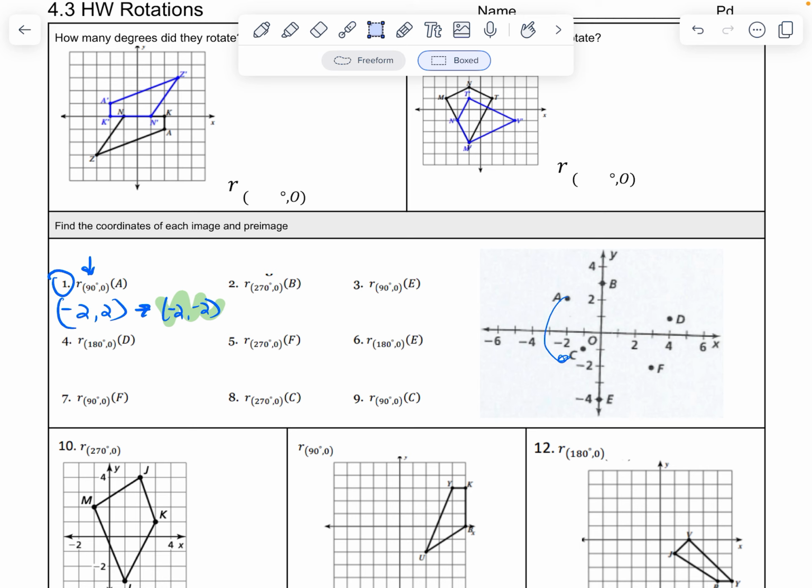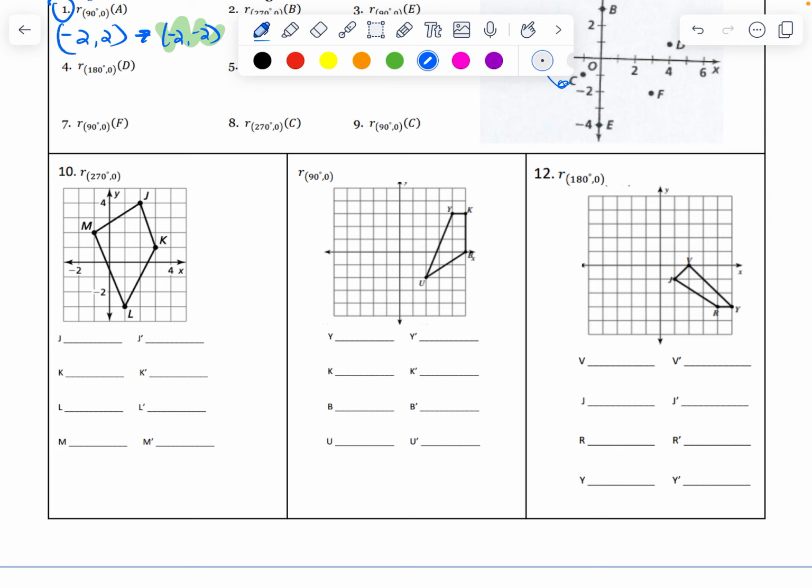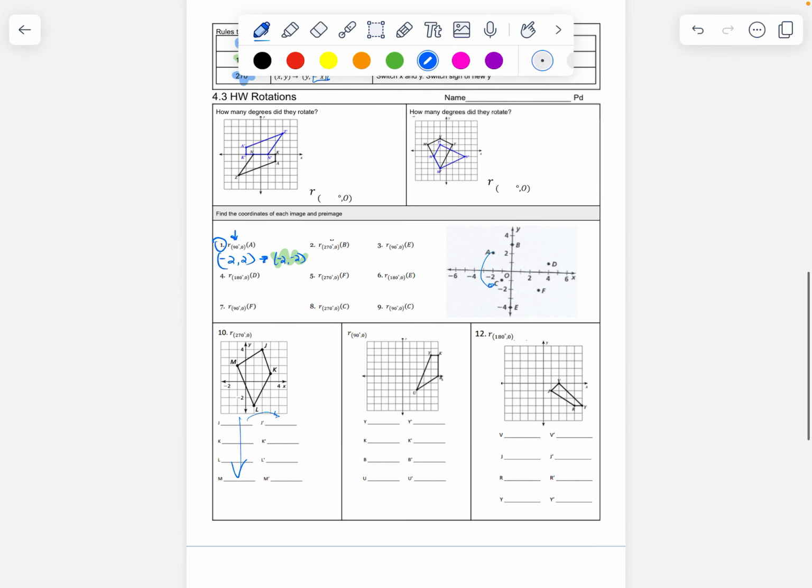So for every one of these, I want you to find both the prime and the new. For these, I think I'm going to go ahead and give you these, and you need to come up with the new ones. Rotate that page around. Great. Good luck.